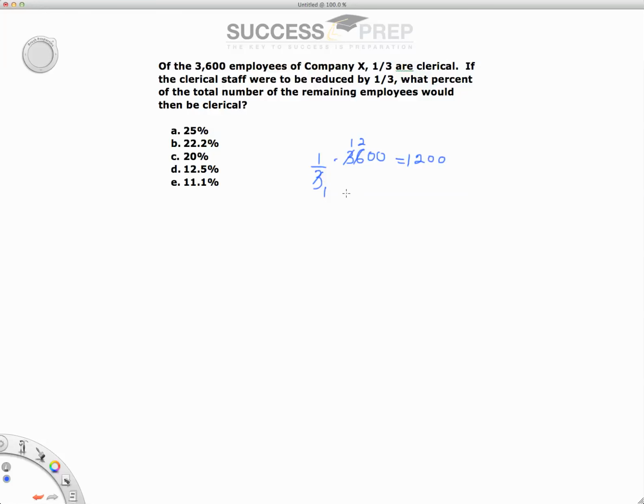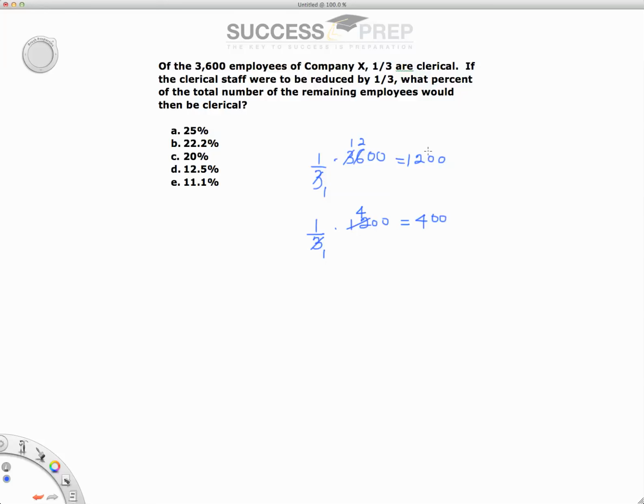Question then goes on to say that if the clerical staff were to be reduced by 1/3, so they're reducing this 1,200 by 1/3. So again, I'm going to figure out what 1/3 of 1,200 is. And this gives me, in this case, 3 goes in 3 one time and 3 goes in 12 4 times, and you're left with 2 zeros. So that reduction is 400.